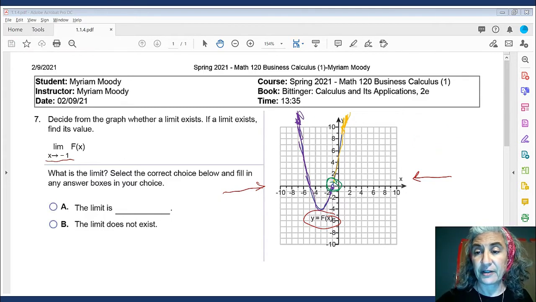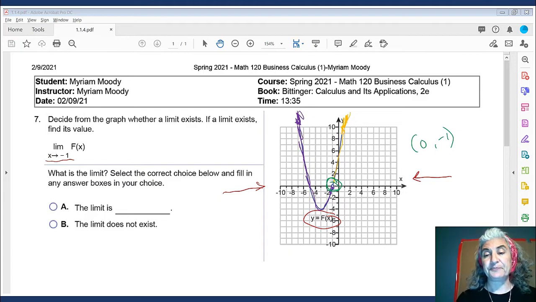Let's see if I can write that a little bit better for us, shall we? That open circle is 0, -1. Now remember, the limit means that when I come in from the left and I come in from the right, the y value that they're ending up at is the same. And since coming in from the left and coming in from the right, they both end up at that same point, the limit does exist. And some of you may be thinking, wait, that's an open circle. How could that exist?